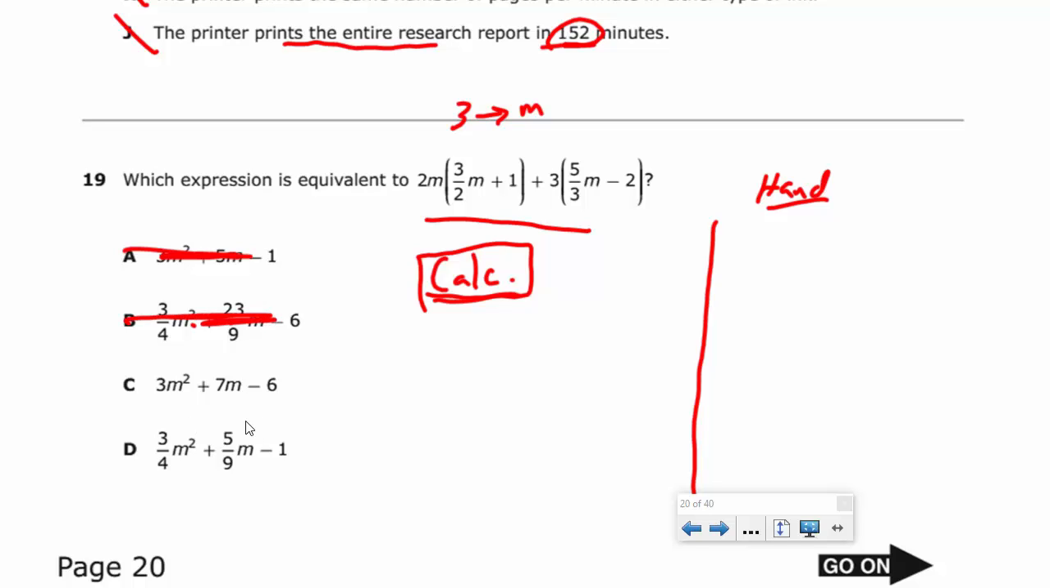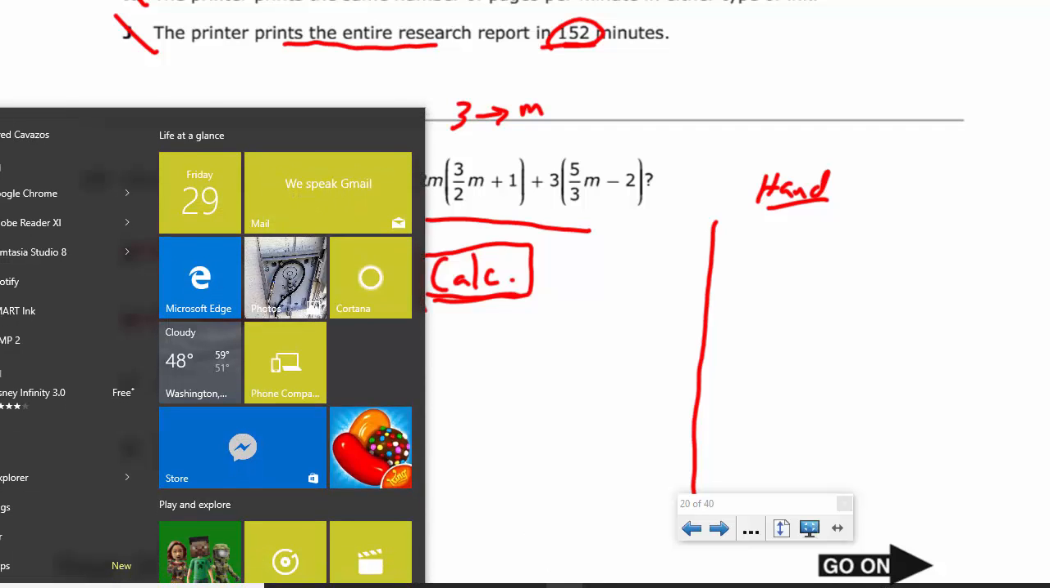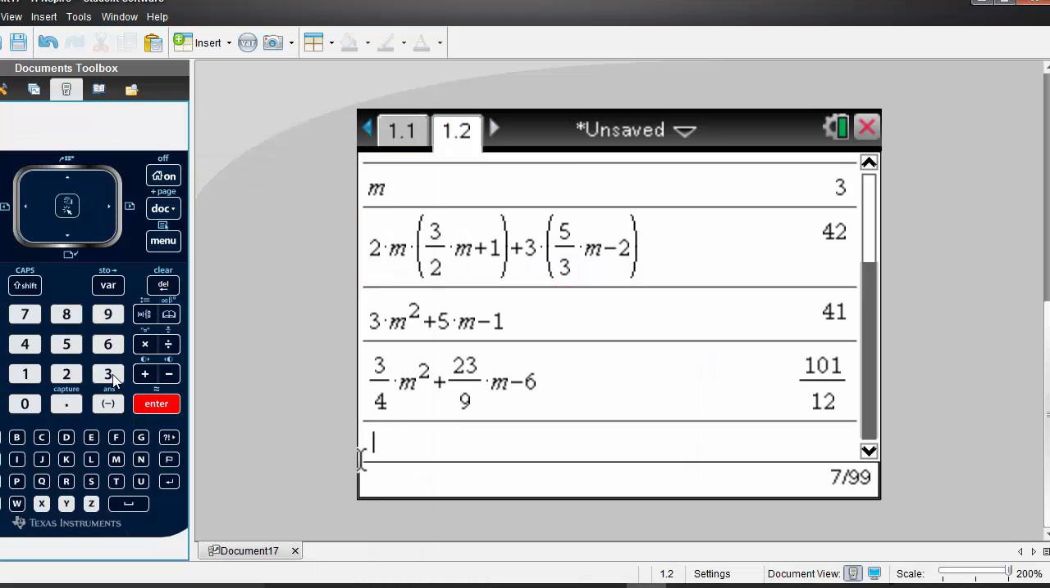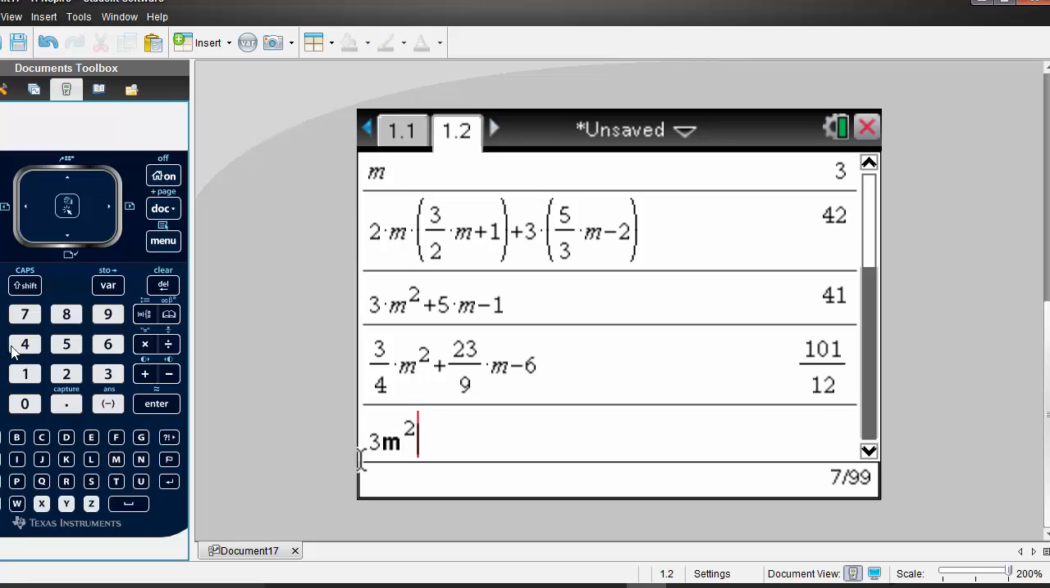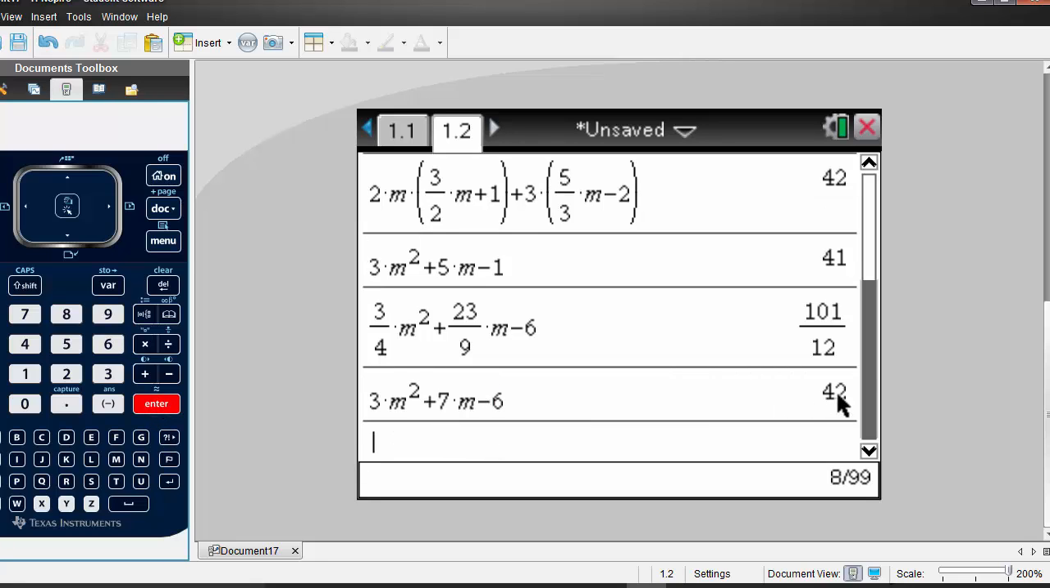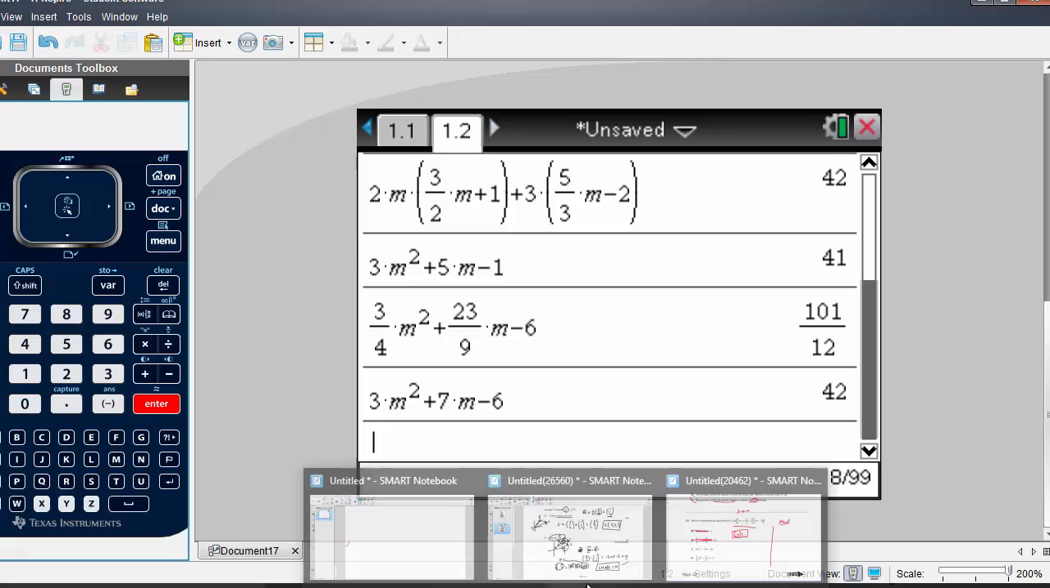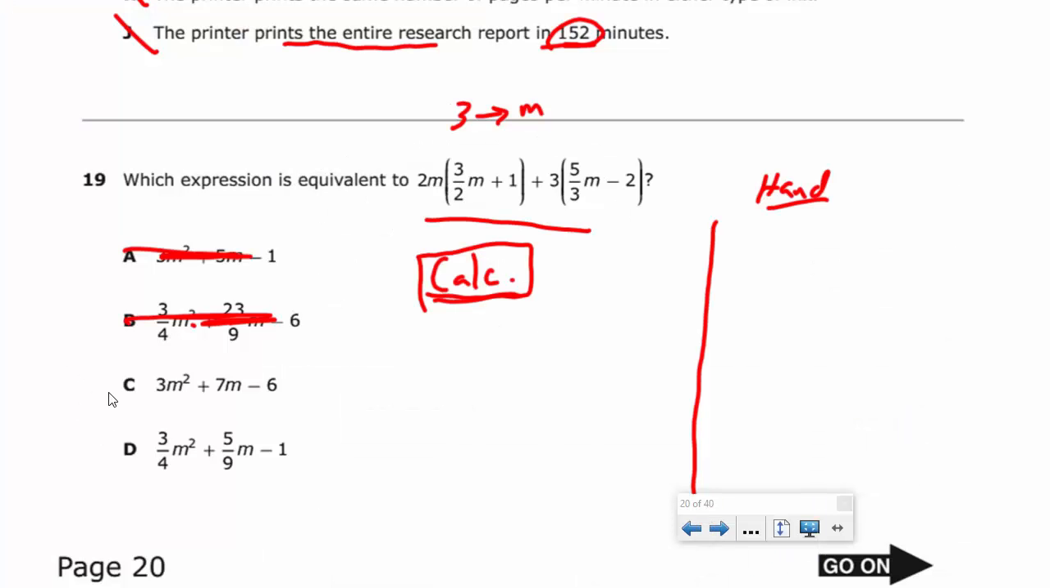We get down to answer C, 3m squared plus 7m minus 6. One by one. This is 42, and that's what I was looking for to begin with. Here's the question, it gives me 42. Here's the answer that gives me 42, so I have the answer. And I didn't even have to solve it really by hand. So here's the answer. It's C, actually, and that will be the solution.